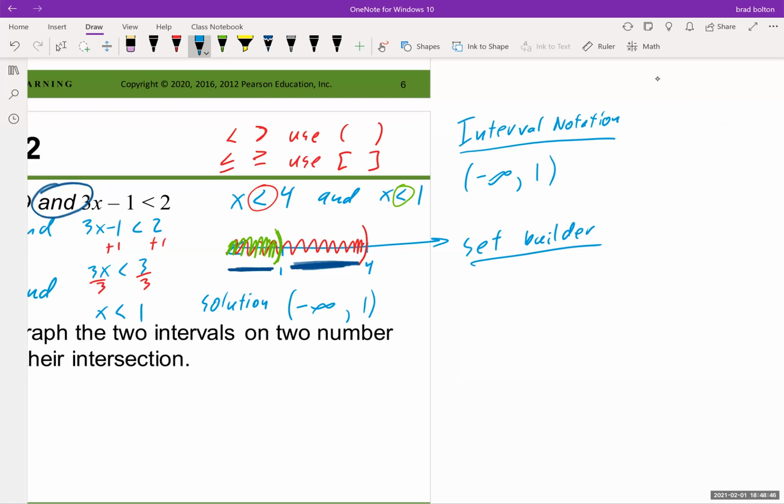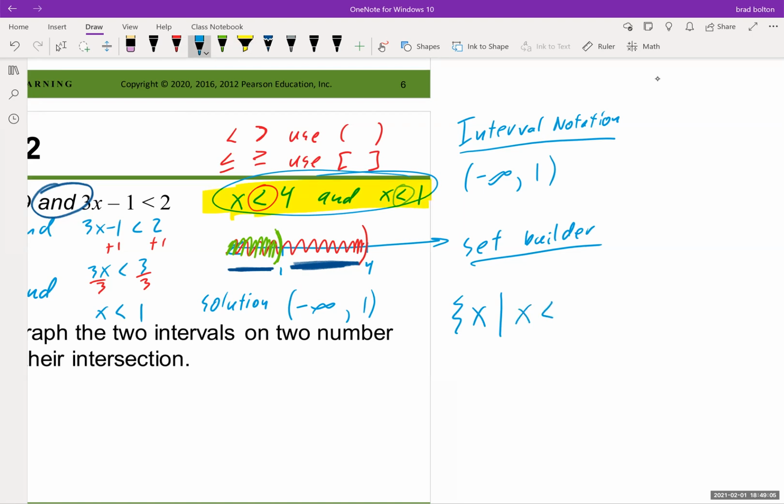Okay, so set builder basically does this. You say x such that. So this is how you write it. That symbol, that up and down line, means "such that." And then you write what this is right here. You write this exact statement that you have here after you simplify it.